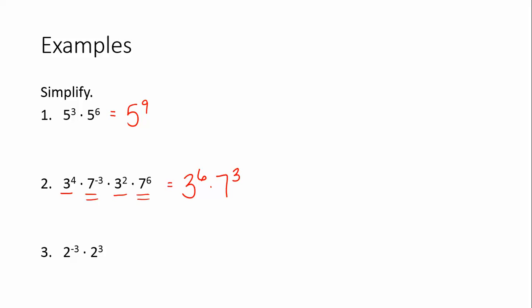Example 3, we have 2 to the negative 3rd times 2 to the 3rd. So our bases are the same. We simply add the exponents. Negative 3 plus 3 is 0, so that gives us 2 to the 0. Now this one we could simplify further. We do know that anything to the 0 power is 1.